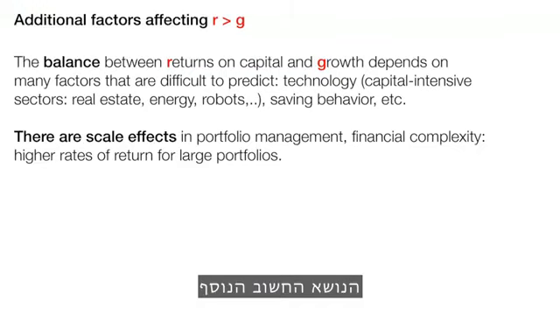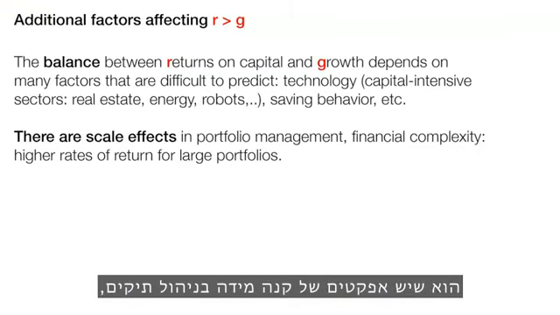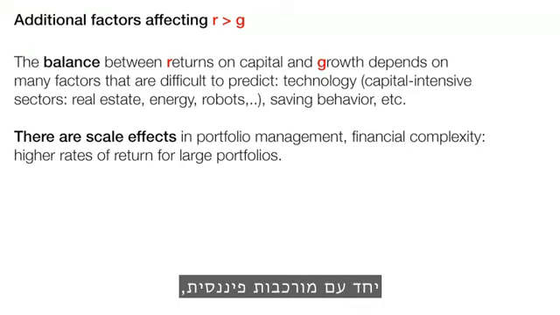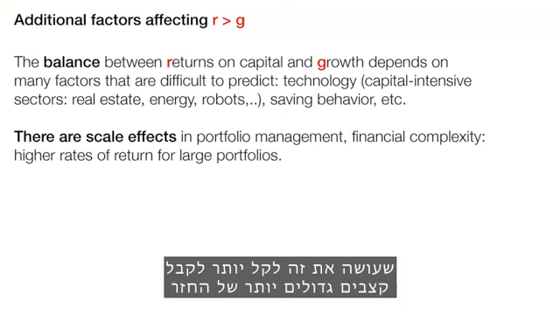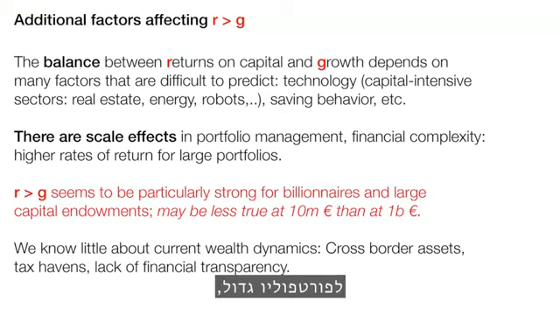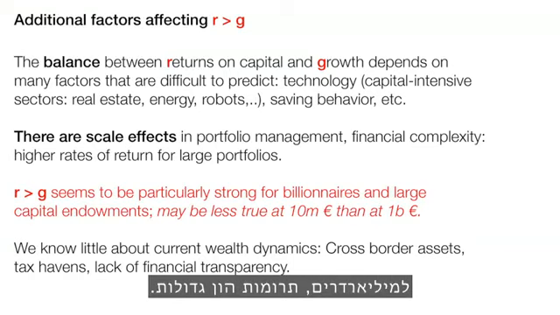The other important issue is that there are scale effects in portfolio management, together with financial complexity, financial deregulation, that make it easier to get higher rates of return for large portfolios. And this seems to be particularly strong for billionaires, large capital endowments.